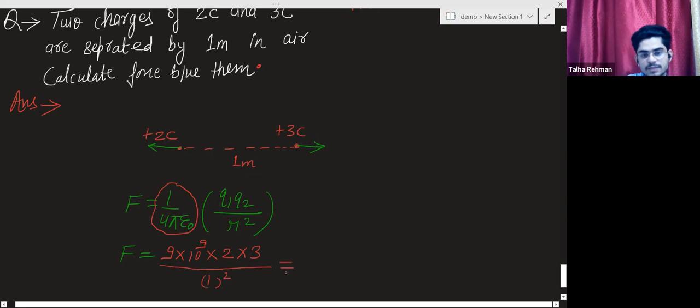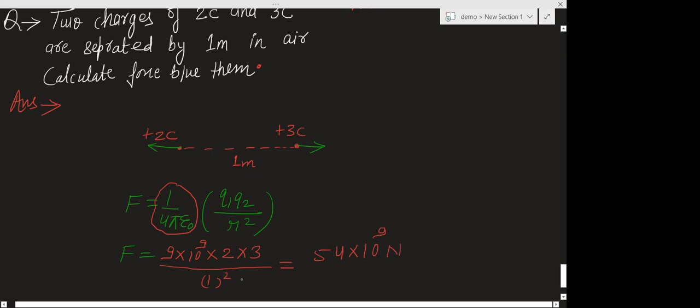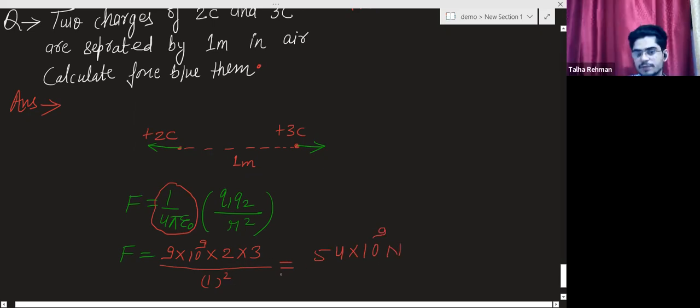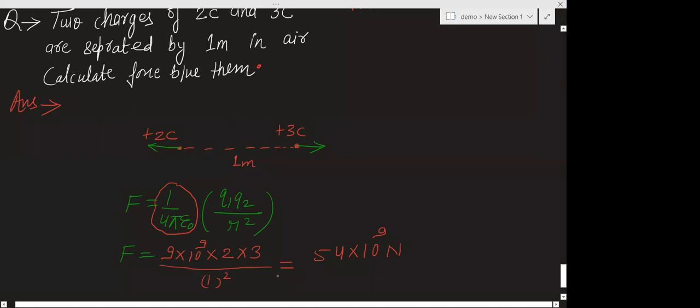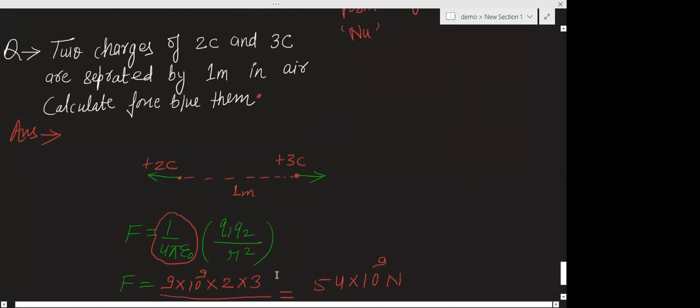So can you tell me the answer? 54 into 10 to the power 9 Newton. Fine. Now, 1 square means 1, 3 sixes are 18, 9 into 6 is 54. Yes, sir. So this is our answer.